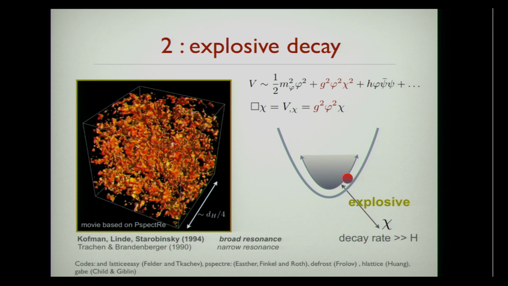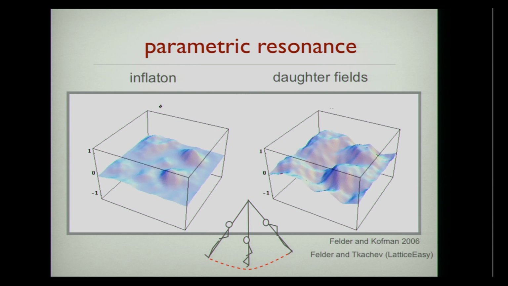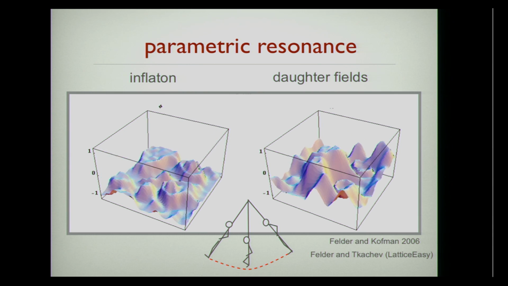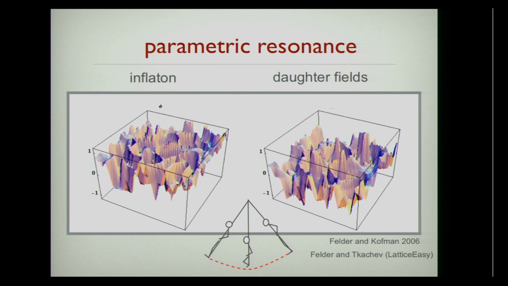Again, these nice simulations and so on, there are many codes available now that you can do this. These are just putting scalar fields on a lattice. Here's another sort of pictorial view. So you can see the inflaton oscillating, and you can see the fluctuations being created in the daughter fields. As the fluctuations become large, they back react and fragment the inflaton.